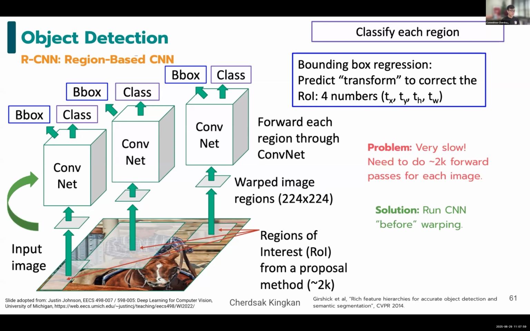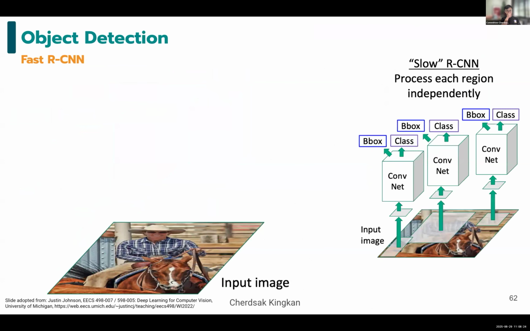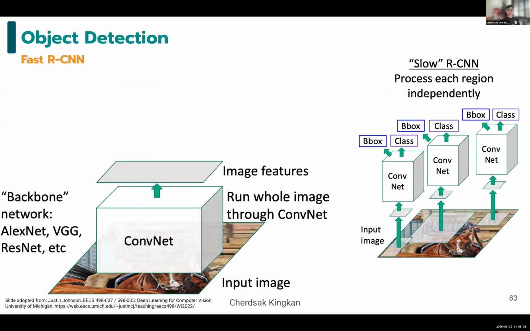So the solution is that instead of running the region proposal first before feeding each region into the CNN, we just swap the process. So what does that mean? That brings us to Fast R-CNN. Instead of finding the regions first and then passing them through the CNN, we pass the image into the CNN first. We swap the sequence.